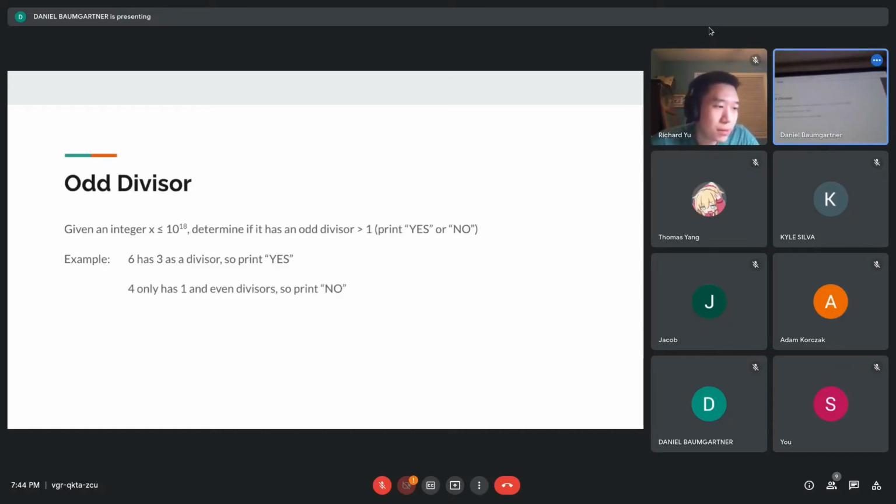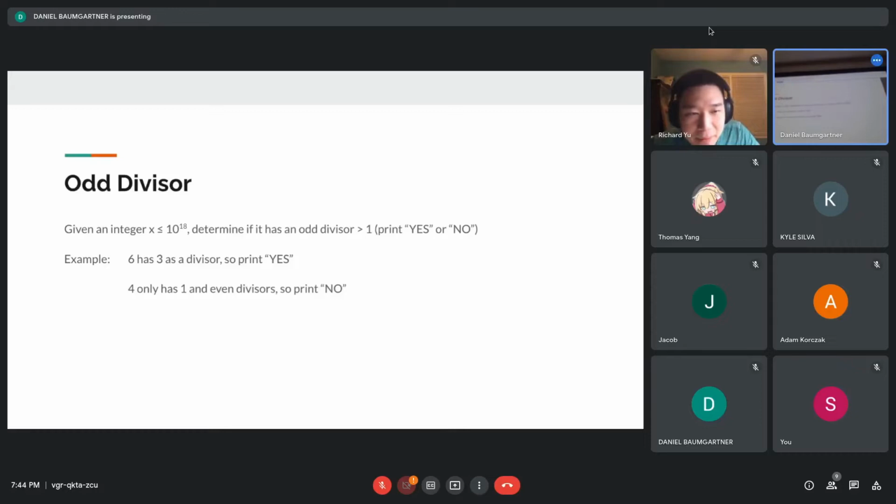Can the divisor be the number itself? Yes. It just has to be bigger than 1.